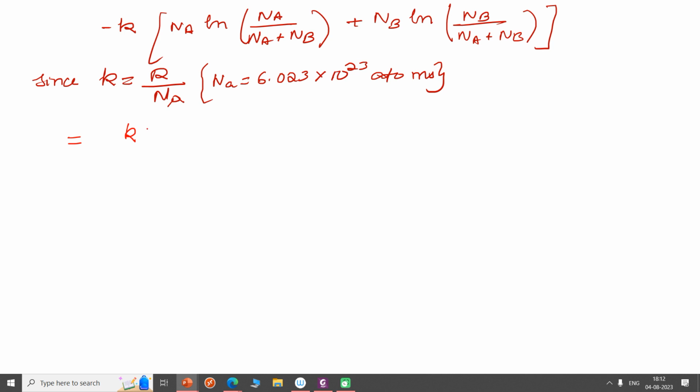So that will give me minus k and a. So what I have done is I have divided Na, that is Avogadro's number, and I have multiplied it in the numerator. So this Na, that is the total number of A atoms, by Na, which is the Avogadro number of atoms.